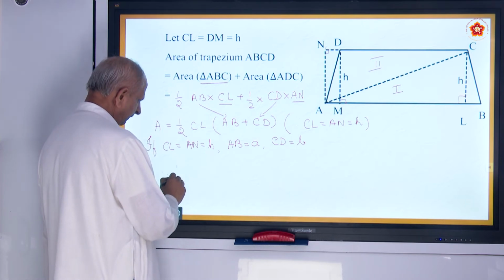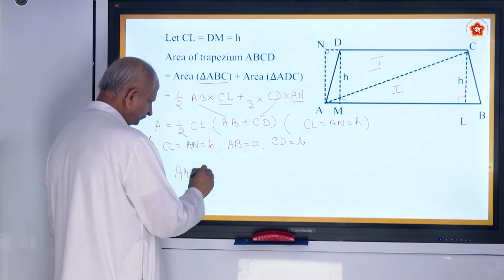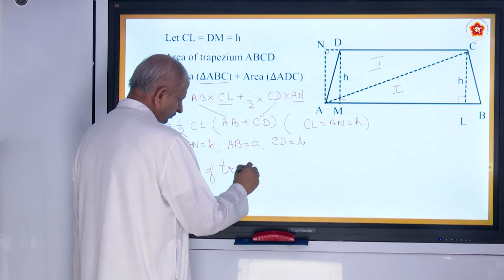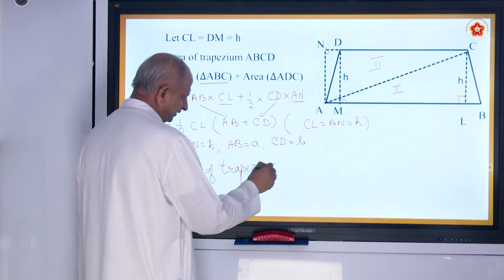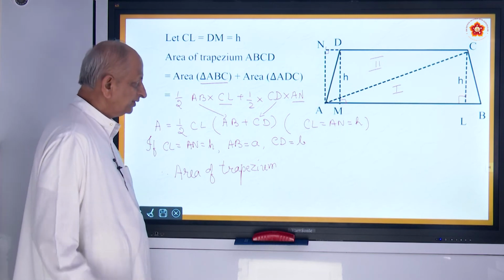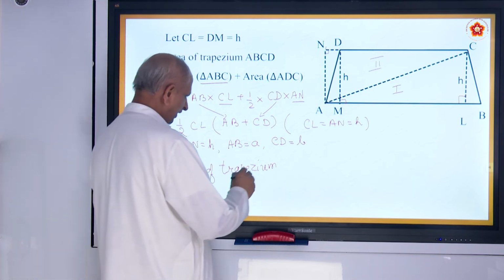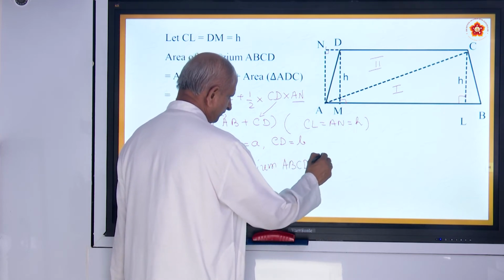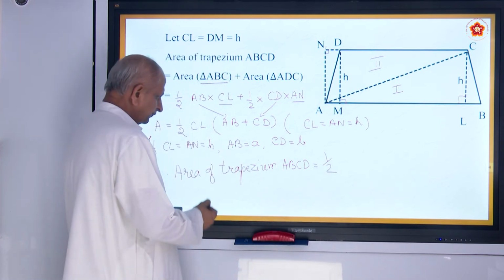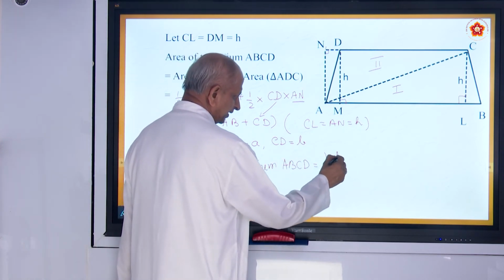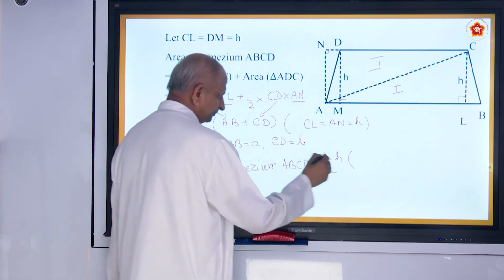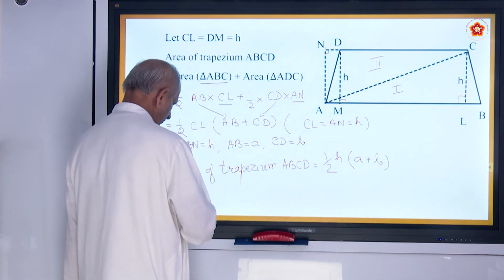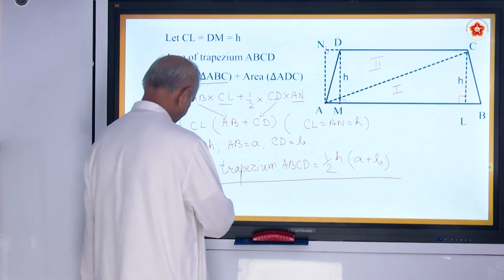So last step, area of trapezium. Not the name, we have studied about triangle, rectangle, square, etc. This is a special kind of quadrilateral. Trapezium ABCD is equal to half of, come on, height, that is H, into A plus B. What is that A plus B? Parallel sides. So this formula is very, very important.